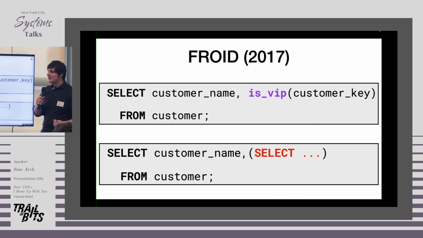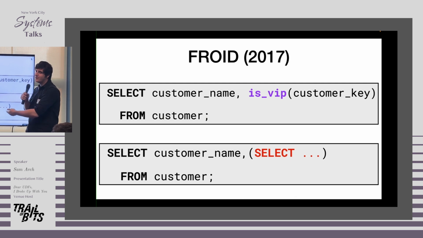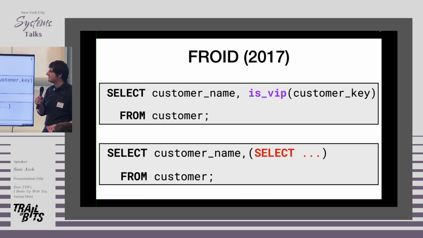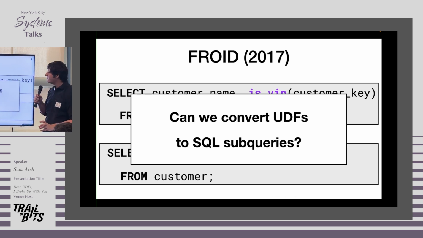But the difference is, even though logically you've written a subquery, there's decades of research on how to optimize subqueries. And database systems, in many cases, can rewrite your subquery to use joins, right? So instead of evaluating the subquery over and over again, it will efficiently evaluate your query. So if we can somehow convert a UDF into an equivalent SQL subquery, then we can get really good performance. And that's exactly the idea behind FROID. Can we convert UDFs to SQL subqueries? And the answer is yes.